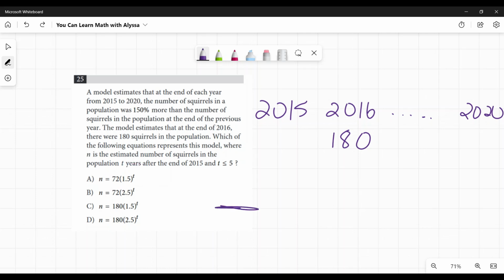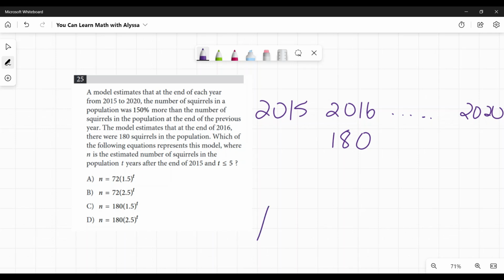The number that's the coefficient out there is the base number, the number you're starting with, the number of squirrels in this case that you're starting with. That 1.5 or 2.5 is going to be the increase per year, how much you're multiplying by to get the number of squirrels for the next year. And t is going to be the number of years.